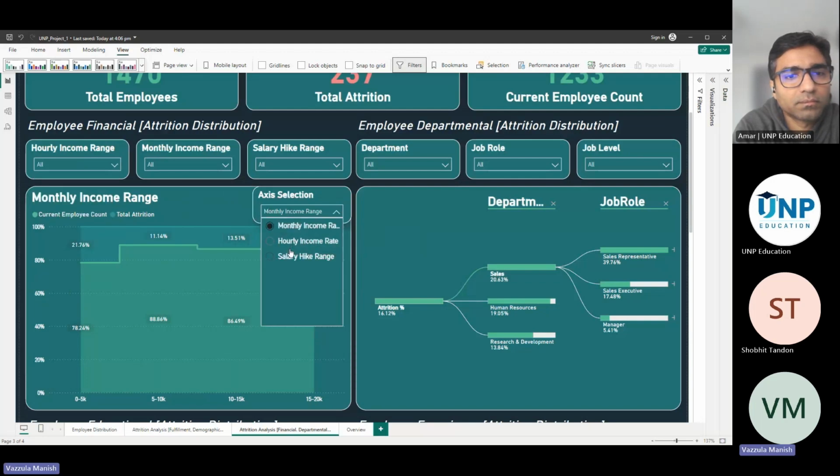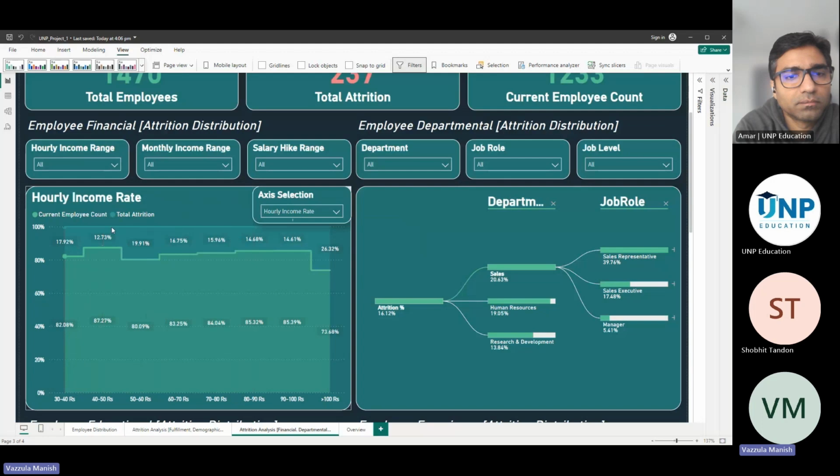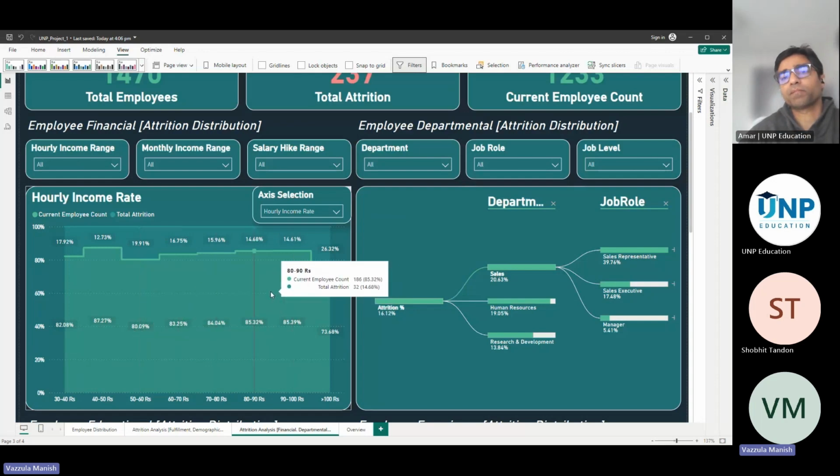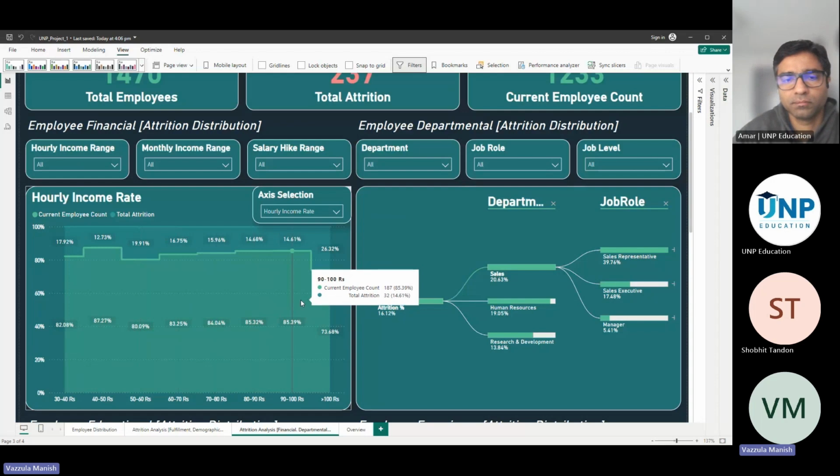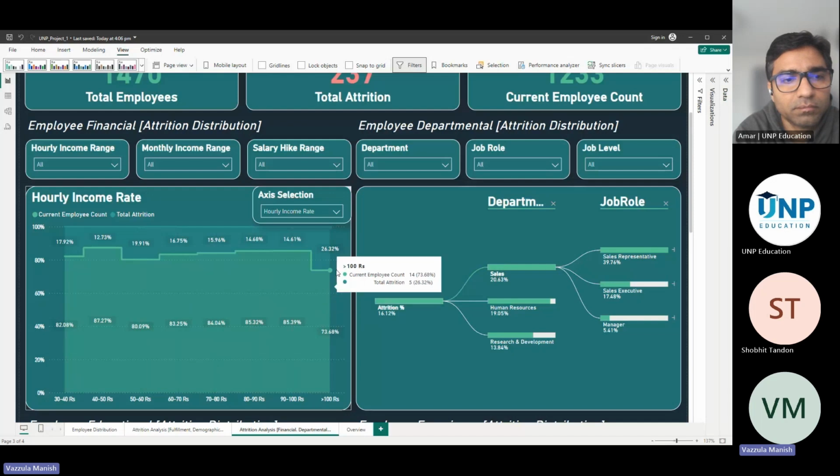The most surprising thing is that the hourly income rate does not have a clear trend. Again, there is a very slight increase from about 50 to 60 to 100 rupees, but there's a very sudden dip that comes right after that. This might be because people who are working at the company might feel unsatisfied with their pay. Even though it's very high, they might think, we can probably get better opportunities outside.